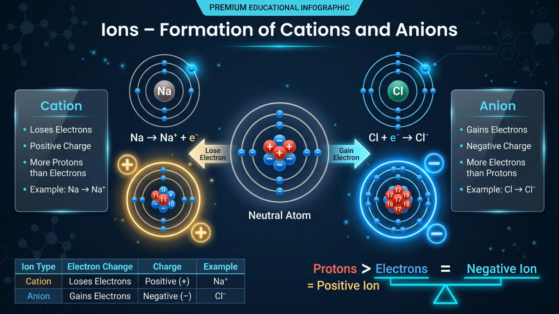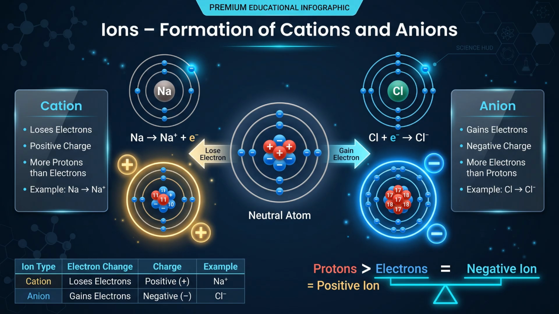When sodium loses 1 electron and chlorine gains that same electron, the 2 ions become oppositely charged. Positive and negative charges attract each other through electrostatic force. This attraction forms an ionic bond, producing the compound sodium chloride, commonly known as table salt. This is one of the simplest and most important examples of ionic bonding in chemistry.